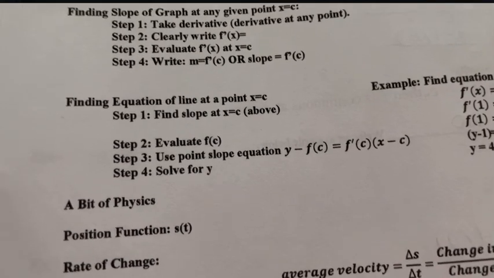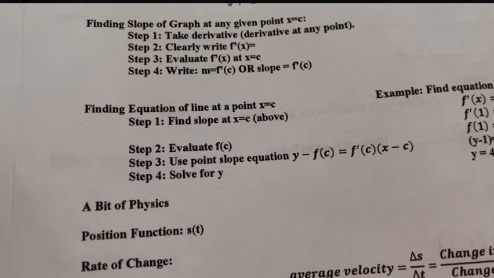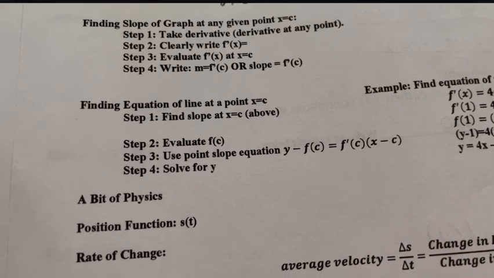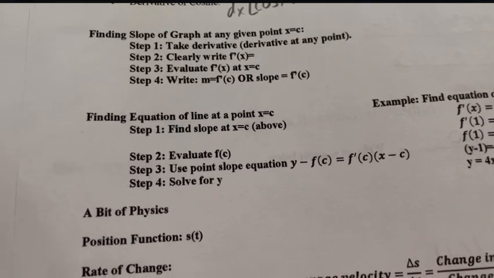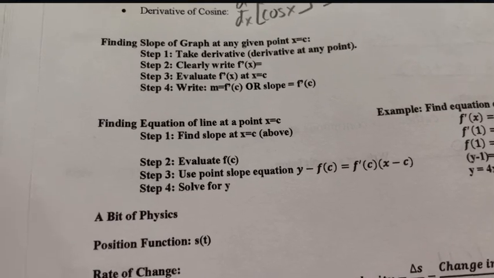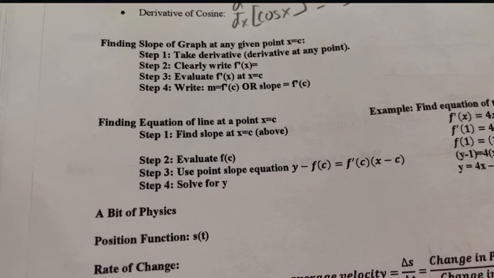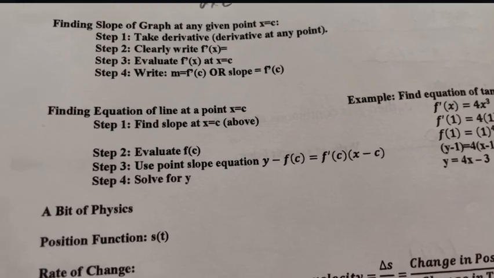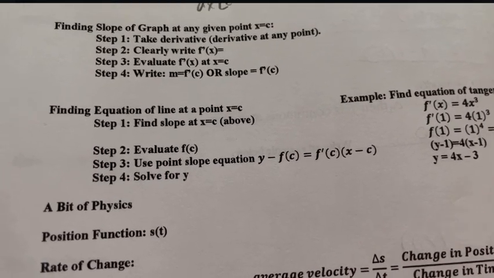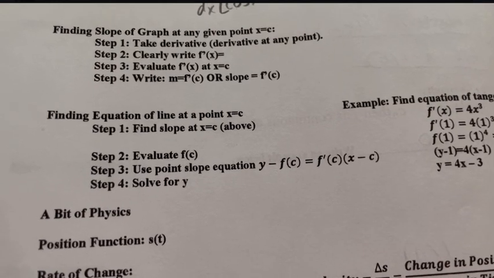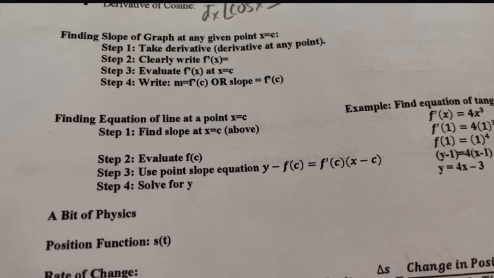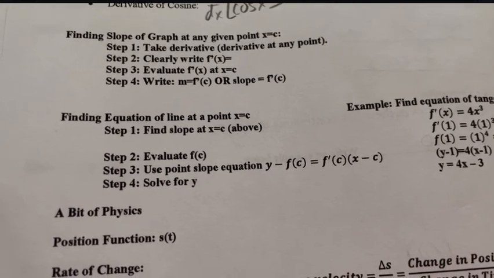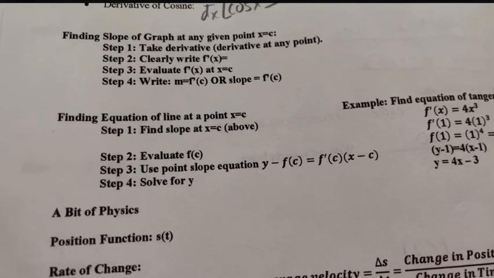Finding the equation of a line at a point at x equals c. Step 1, find the slope at x equals c as above. Step 2, evaluate f of c. Step 3, use the point slope equation, y minus f of c equals f prime of c multiplied by x minus c. Finally, just solve for y.